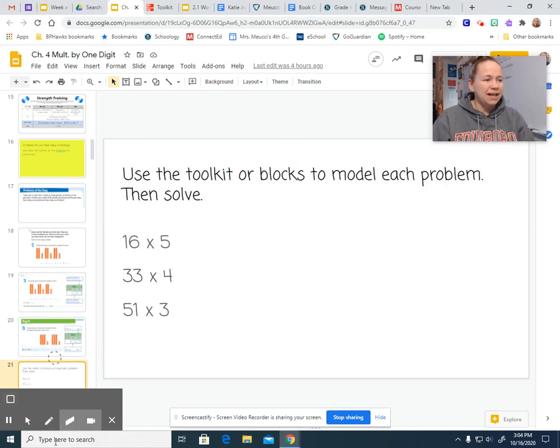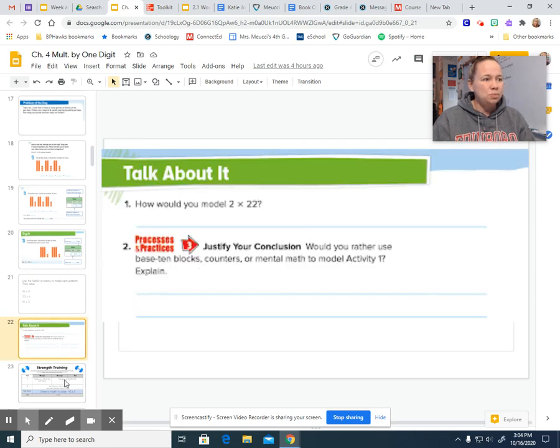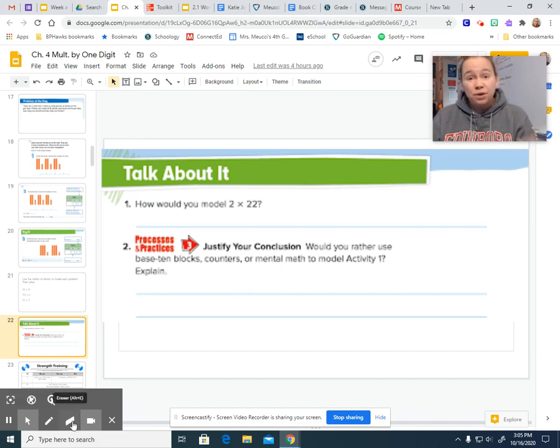All right, let's open up our math books to page 210. Pause the video, go get your math book, and then start it when you're ready. All right, here we go. How would you model 2 times 22? Now, in our math book, they want us to actually draw the model. So if you want to use the toolkit to kind of get it set up, you can, but then you need to copy that drawing into your math book.